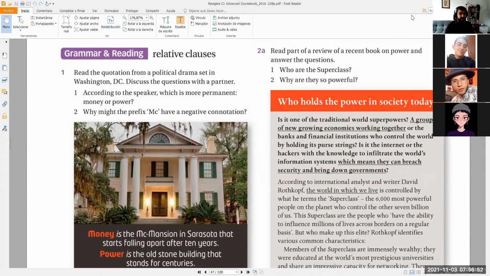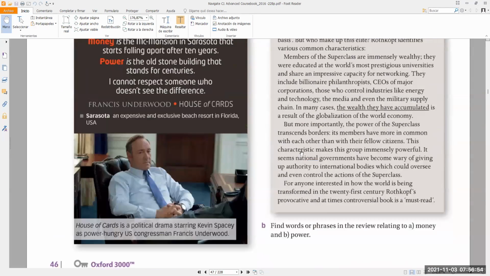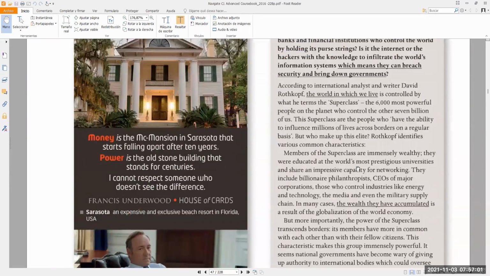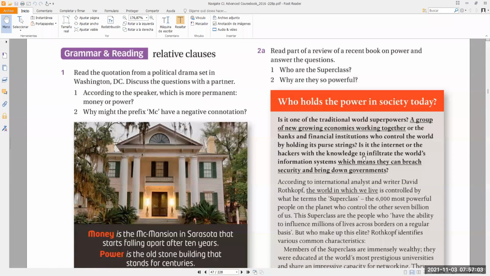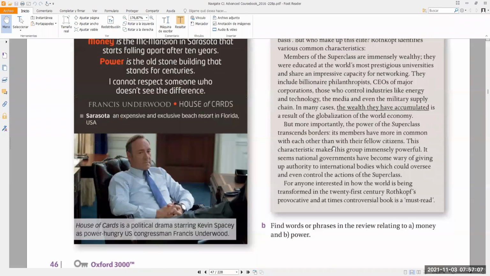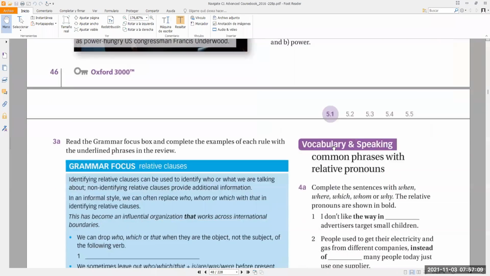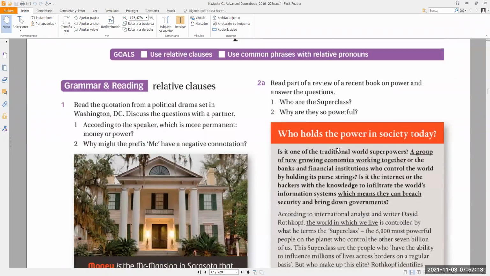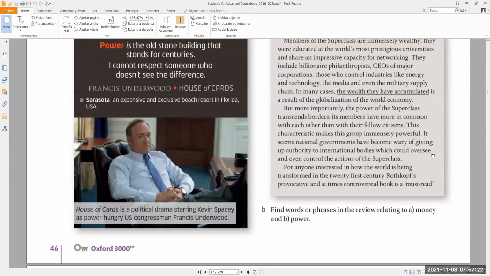I really like it. So guys, what we're going to do now is read a part of a review of a recent book on power and answer this question. This review is about the concept of power itself. So what we are going to do is very simple. First, we're going to read, of course, and then we're going to try to answer these two questions: who are the superclass and why are they so powerful?